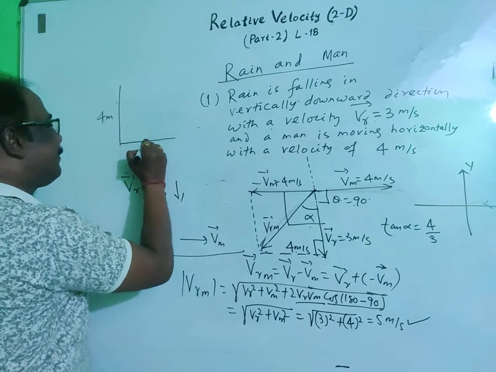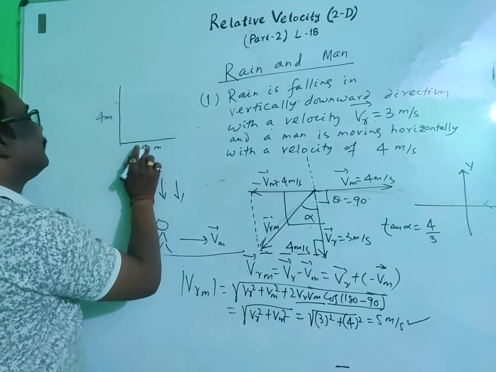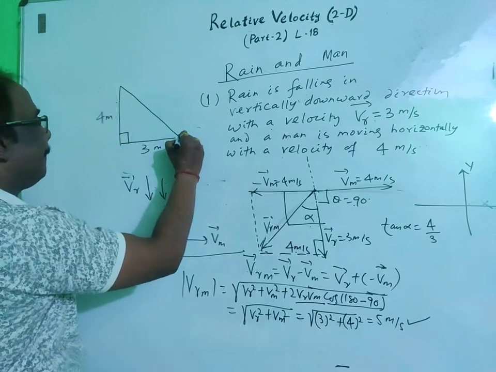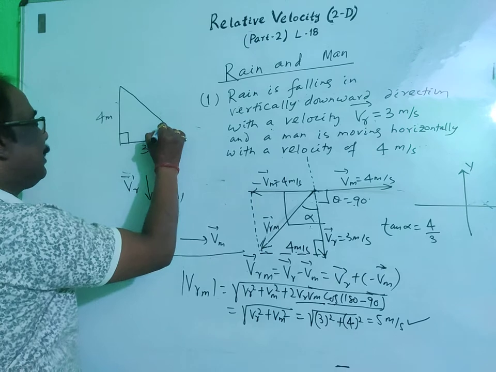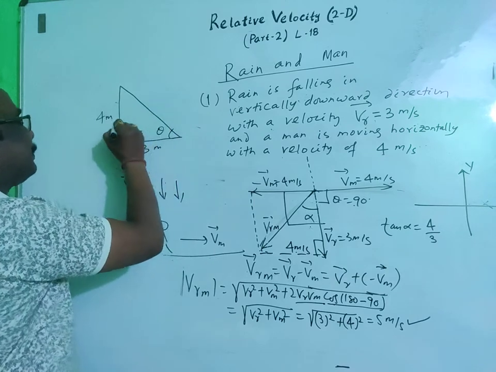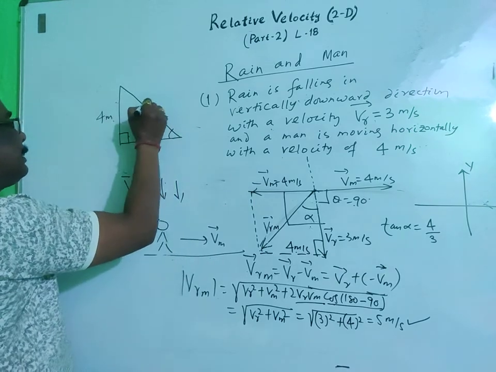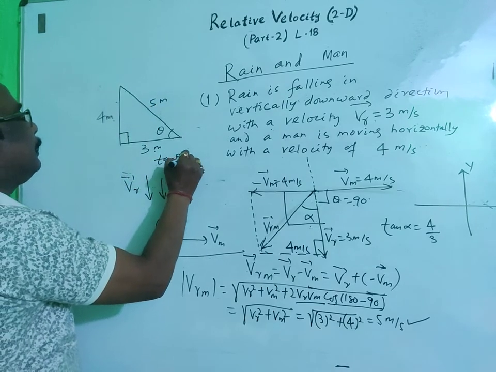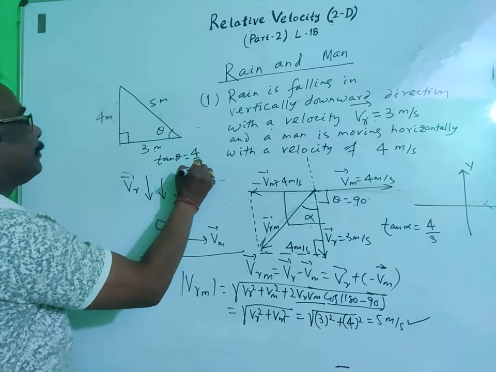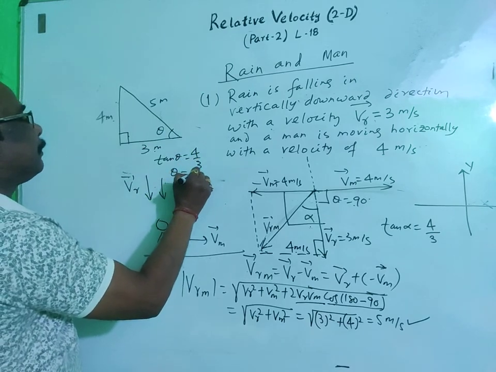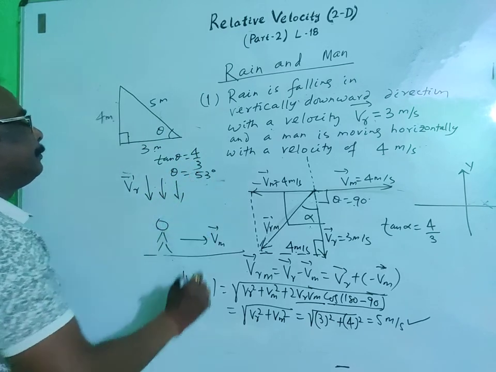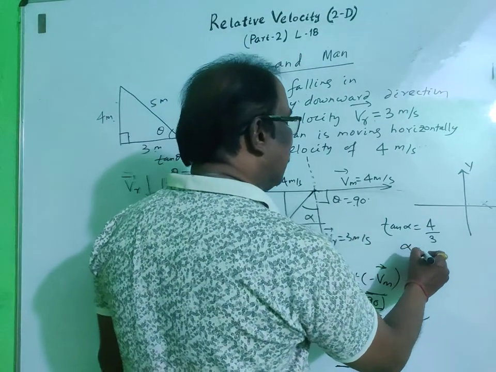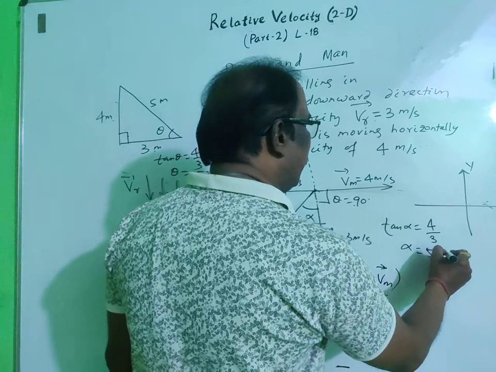This is 3 meter. This angle is 90 degree. Then this angle is theta. And obviously, if this is 3, this is 4, and this angle is 90 degree, then this is 5 meter. Then here, tan theta is 4 by 3, means theta is equal to 53 degree. Then tan alpha is equal to 4 by 3, then alpha is 53 degree.